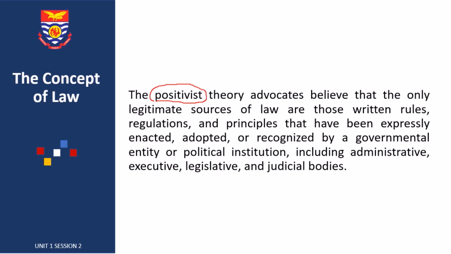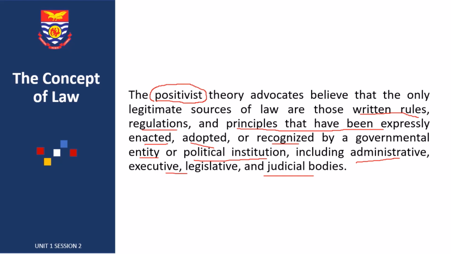the law is legitimate if its source is from written rules, regulations, and principles that have been expressly enacted, adopted, or recognized by governmental institutions, political institutions, including administrative, executive, legislative, and judicial bodies. So for the positivists, for you to point out that this is a law, it should be written down, it should be codified. We can find that the law states that if you kill someone, you should also be killed. They want a specific document in which the law has been written.